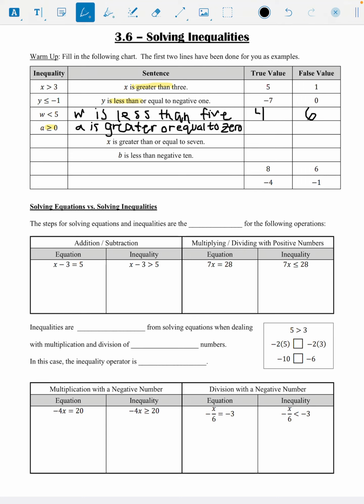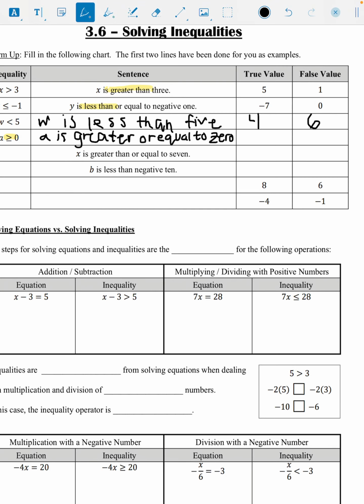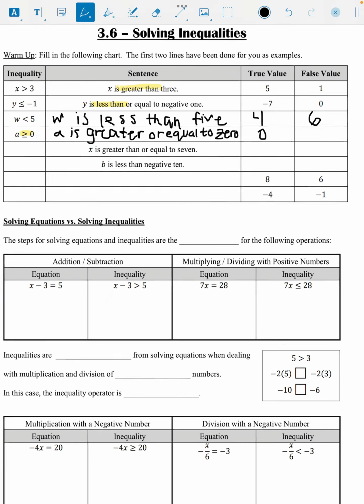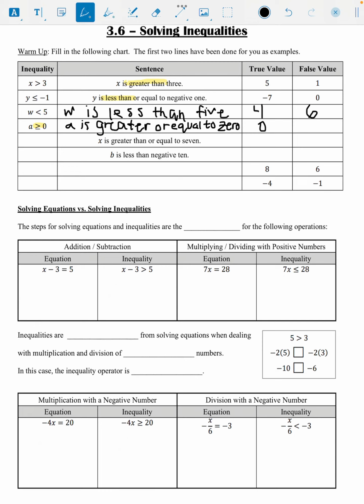So in this case, a true value could be 0 because remember that it says that a could be equal to 0. Or a false value could be, for example, negative 3, because that is a number that is less than 0, and that does not satisfy the inequality.